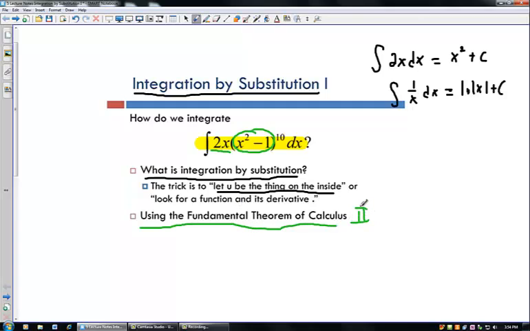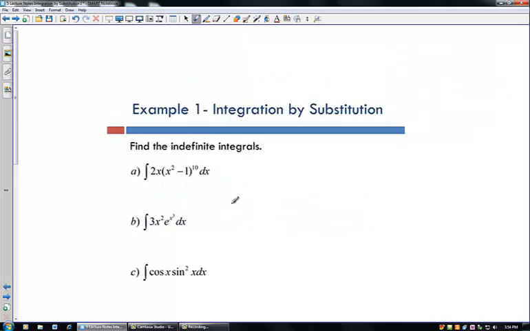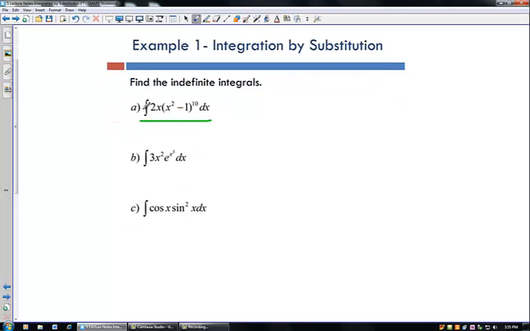So let's take a look at an example to see how this works. We're going to start with the example I just showed you right here. And let me copy it down again. And you're going to say, okay, so part A, the integral of 2x times x squared minus 1 to the 10th dx. And you're going to look for the thing on the inside. If you look here, the thing on the inside is right here. So this is my inside piece.